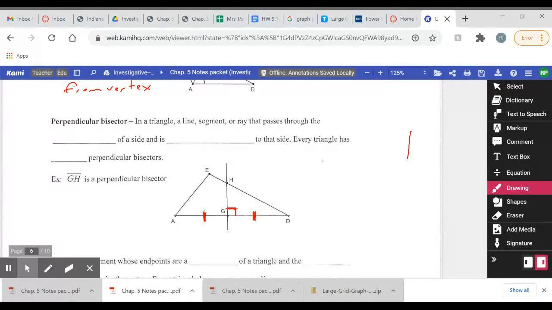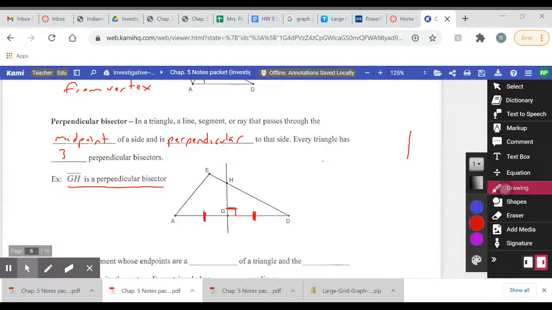If I fill in the blanks here, it says in a triangle, a line, segment, or ray that passes through the midpoint of a side and is perpendicular to that side. Every triangle has three perpendicular bisectors. And again, it's showing me that GH is a perpendicular bisector.